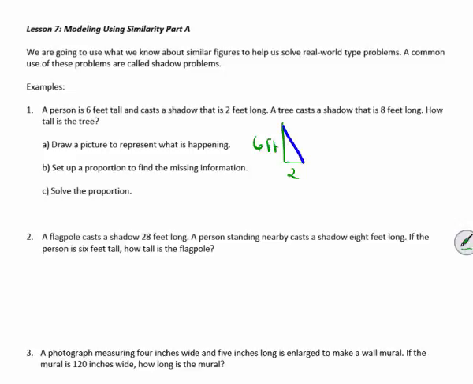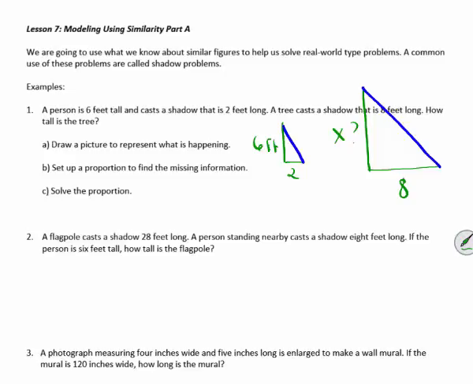Now I have a tree that has a shadow that's 8 feet long. So here we would have an 8-foot shadow, and here's our tree. Again, if I have this and I want to know how tall the tree is, I'm going to put an X there. We're now going to use proportions to help us with this.